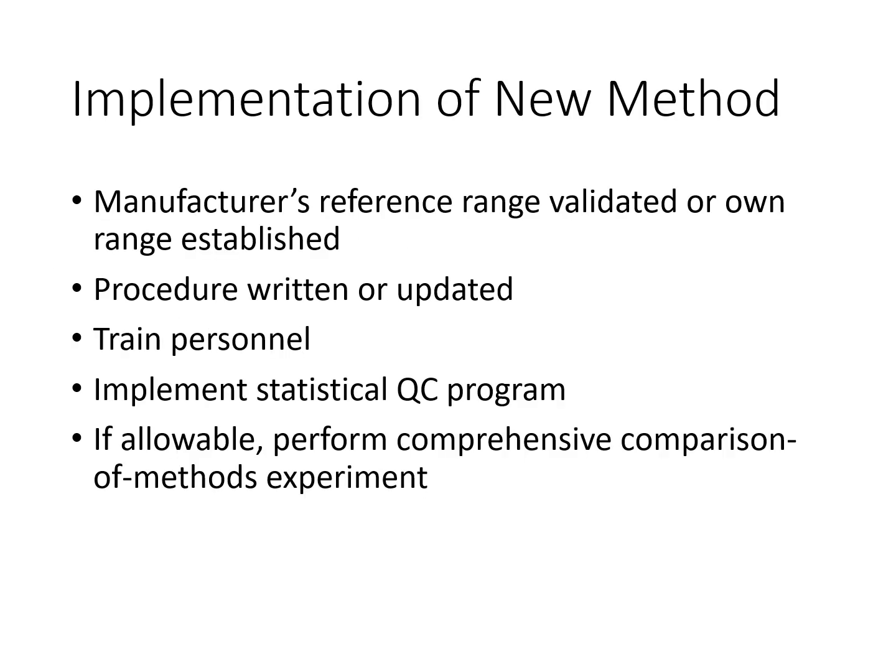For implementation of a new method, you will need to validate your manufacturer's reference range or establish your own reference range. You need to have a procedure written and/or updated. All personnel need to be trained. You need to implement a statistical quality control program and, if allowable, perform a comprehensive comparison of methods. You're going to want to experiment, so you're going to do the methodology comparison between your old and your new test to make sure that it's where you want it to be.